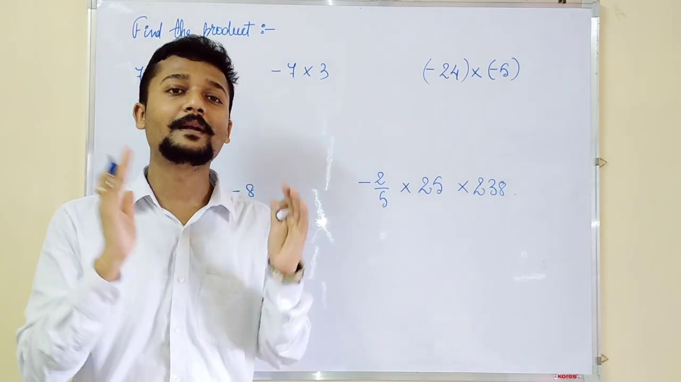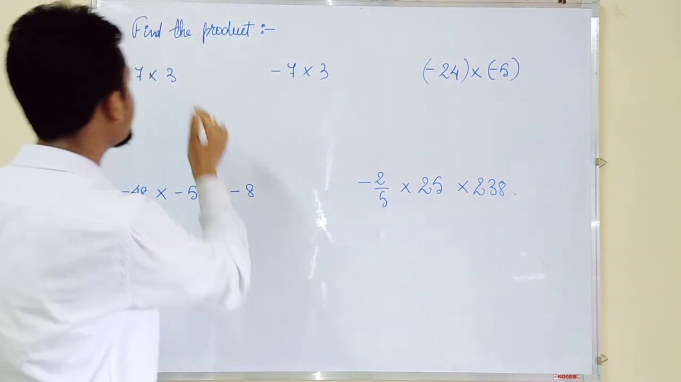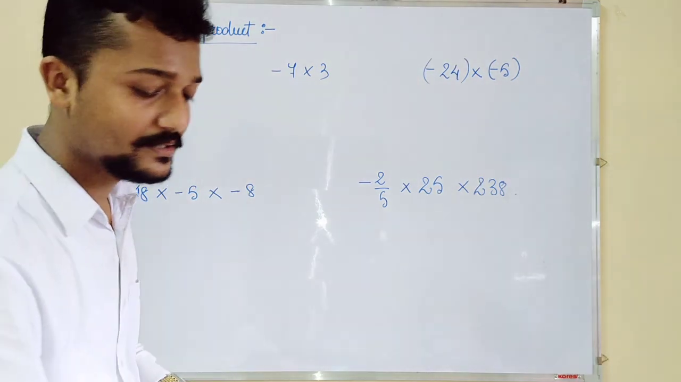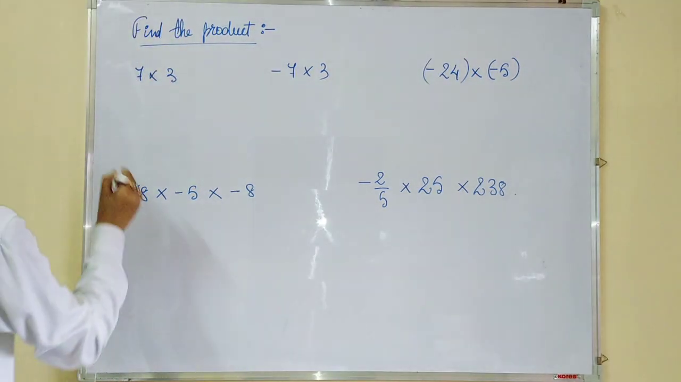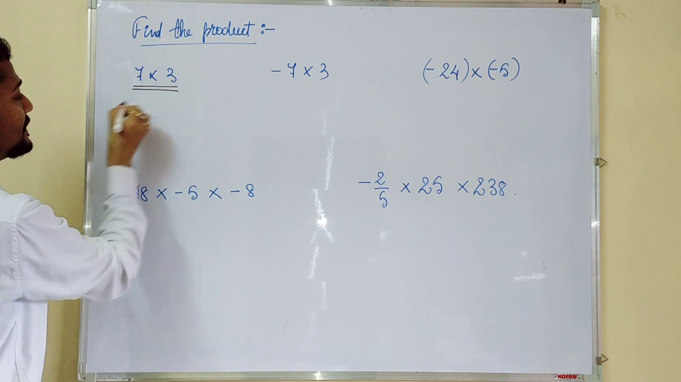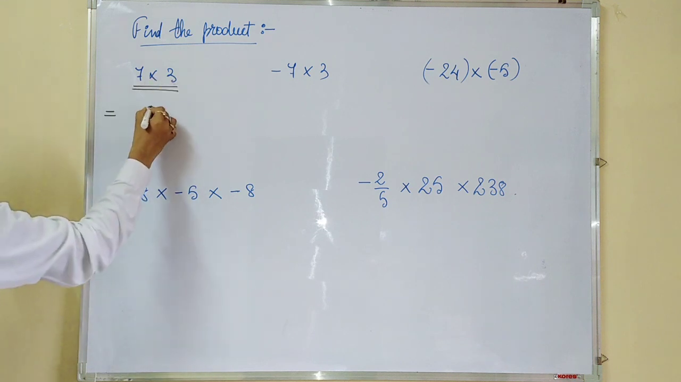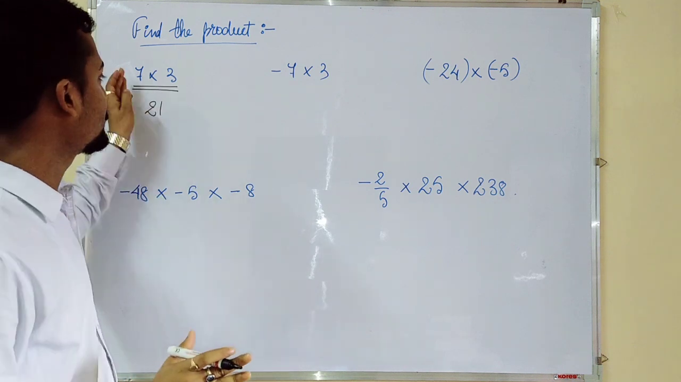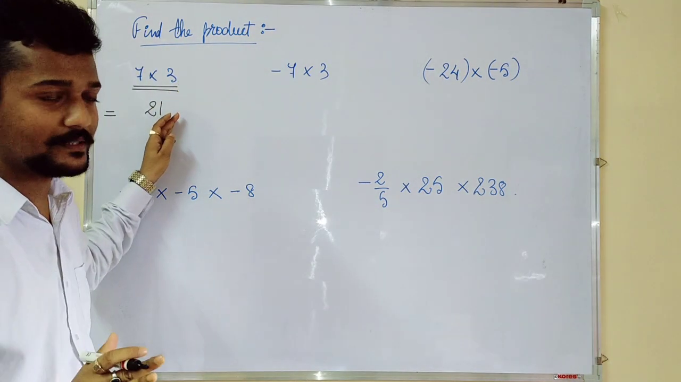So next comes multiplication of integers. That means find the product of the given integers. So let us see in the first question what is given. 7 into 3 equal to how much? 7 3s are 21. Simple, isn't it? Positive into positive is equal to positive.